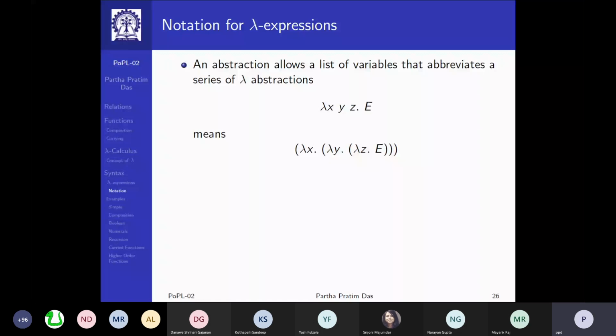Now, another notational point is that an abstraction allows a list of variables that abbreviates a series of lambda abstractions. So if I had this, that is an abstraction for E, which has 3 parameters, x, y, and z. So I could write it with full parenthesis like this. I can simply write lambda xyz. It simply means lambda x dot lambda y dot lambda z. That's it. Right? So that's just a notational shortcut.